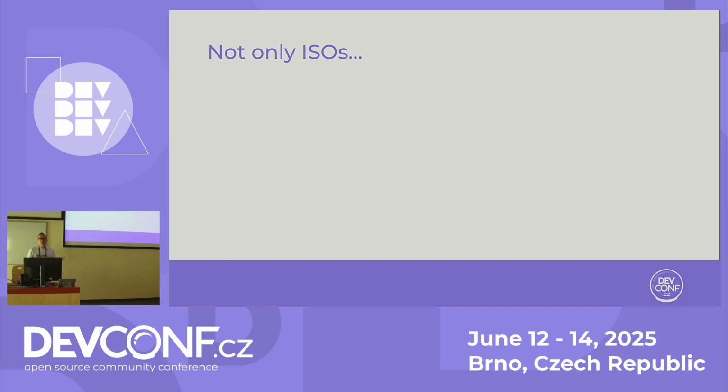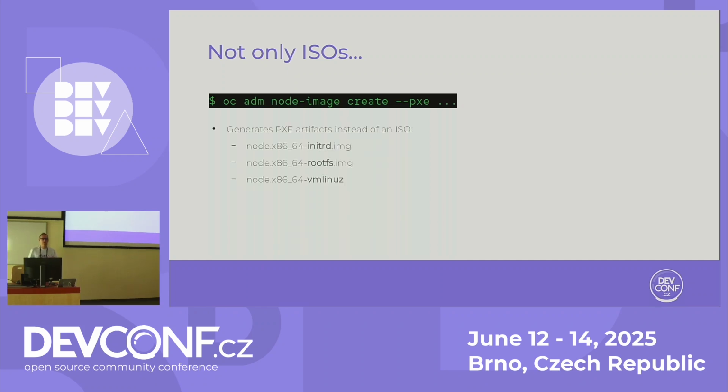We spoke about ISOs, but it's not really true, because another flag that is useful to remind is the --pxe. So the command, instead of creating an ISO, will create a number of PXE artifacts in case you would prefer to boot the node using PXE rather than an ISO. So another convenient thing for the end user.